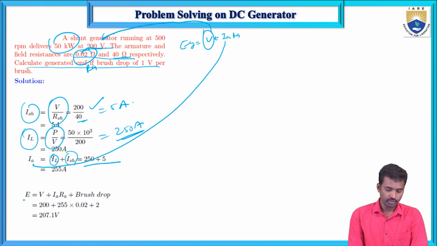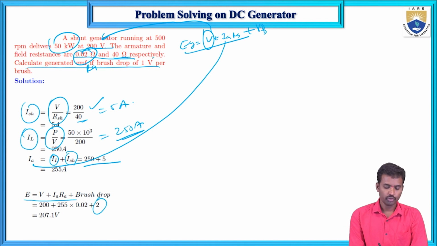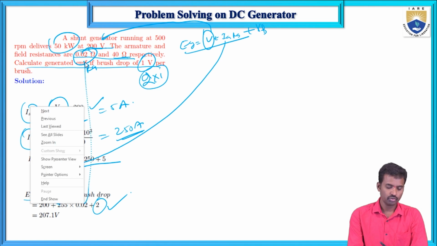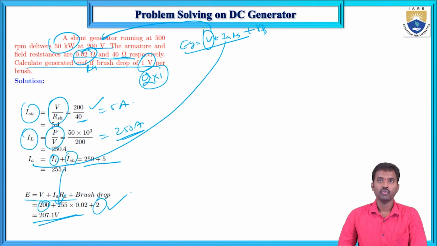Next, induced EMF EG equals this formula plus the voltage drop, the brush voltage drop. Here the brush voltage drop is 1 into 2 brushes, means 2 into 1, that is 2 volts. And the same thing here, this is RA, and this is 200 volts. So this value is 207.1 volts.